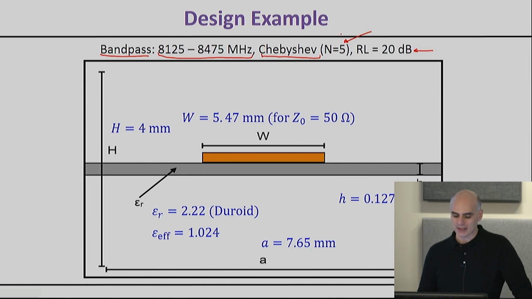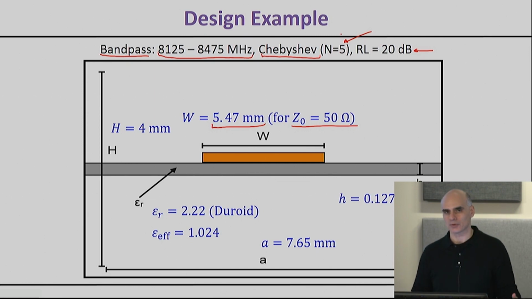So we're going to basically use a transmission line. If you go through the calculations, and it's not the point of this lecture, you'll find out that you need a 5.47 millimeter width to basically get a transmission line of 50 ohms. So this is what we'll assume that we need. And this is for an epsilon r of 2.22 for a duroid substrate.